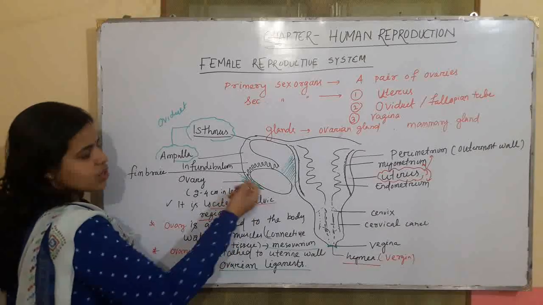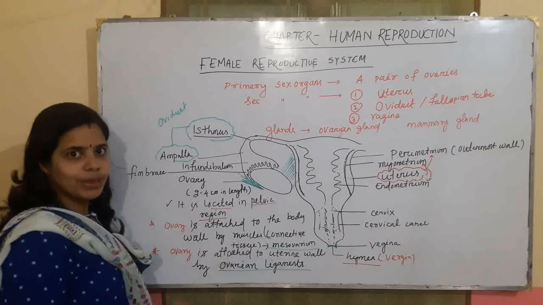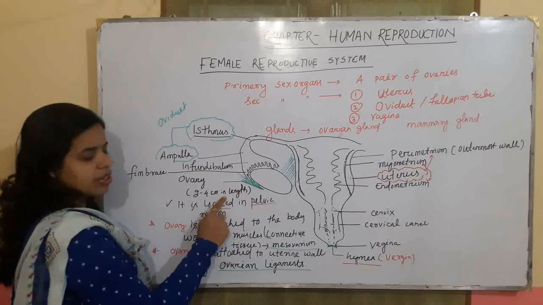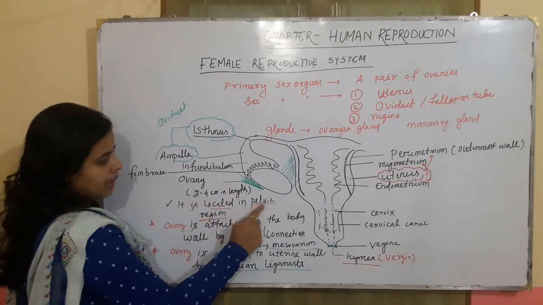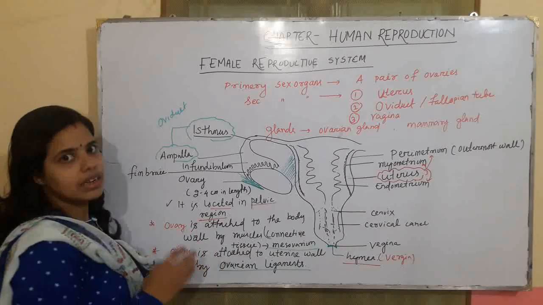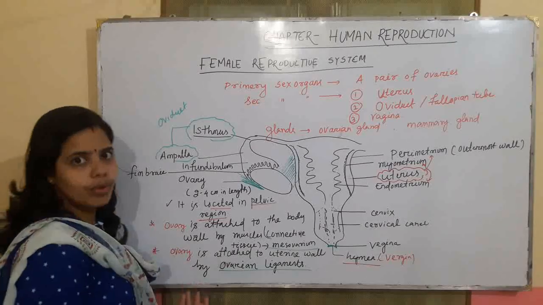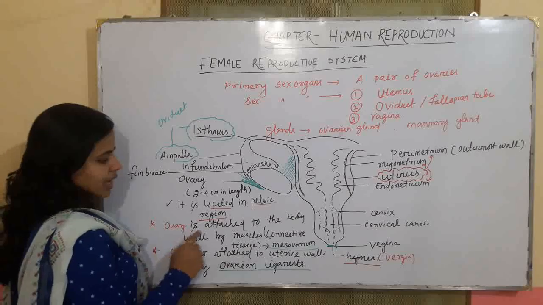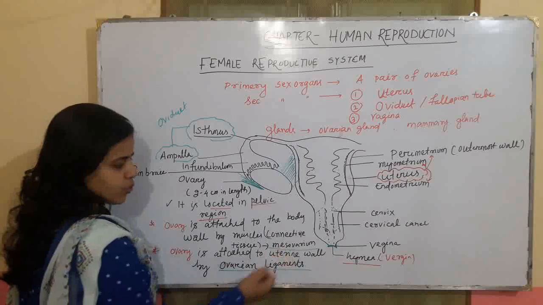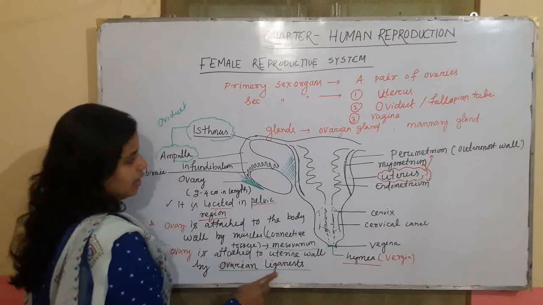Each ovary releases ova or egg cells for fertilization or zygote formation. This ovary is 2 to 4 centimeters in length. It is located in the pelvic region, and we discussed that it does not require any lower temperature for the ovulation process or ova formation. The ovary is attached to the body wall by connective tissue called the mesovarium, and to the uterine wall by the ovarian ligament.